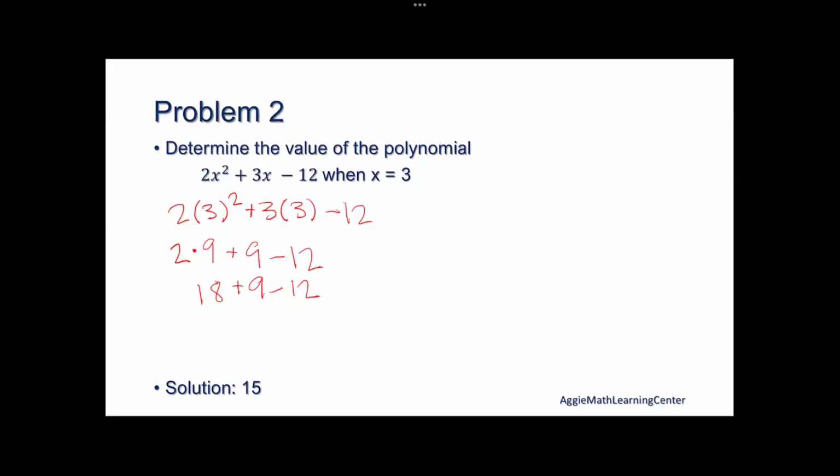What would you guys like to do from here? Which one should we combine first? I'd add first. You'd add first? Okay, 18 plus 9 is going to give us 27 minus 12. And then we get 15. Okay. Any questions on that process? That was pretty straightforward. Okay.